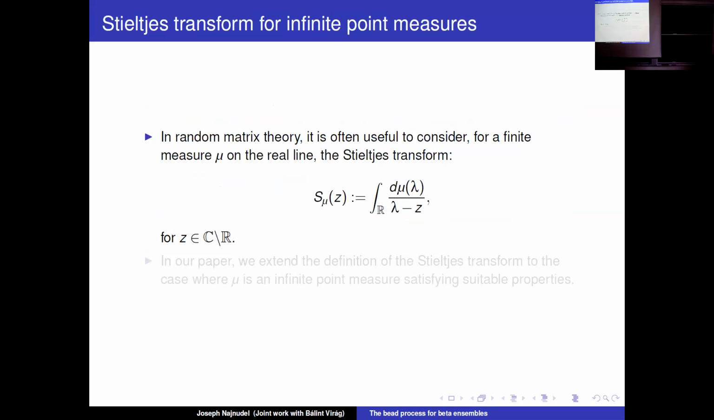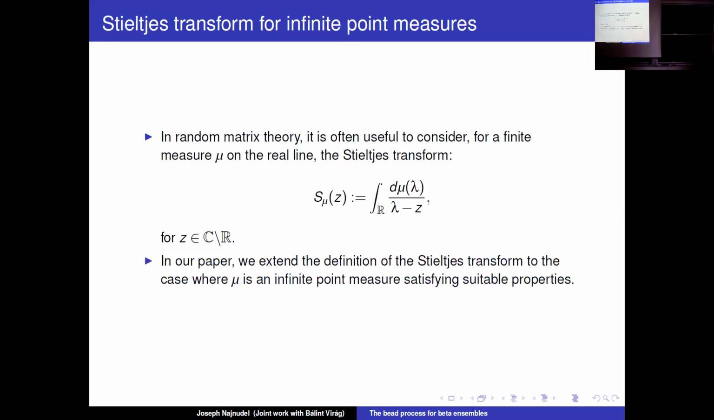So in random matrix theory, it's often useful to consider the Stieltjes transform. So we have a measure on the real line, and then we integrate with respect to 1 over lambda minus z. And then we get a function of z. In general, we consider z not real. And also we perform this integral, and we get a function on the complex plane without R.